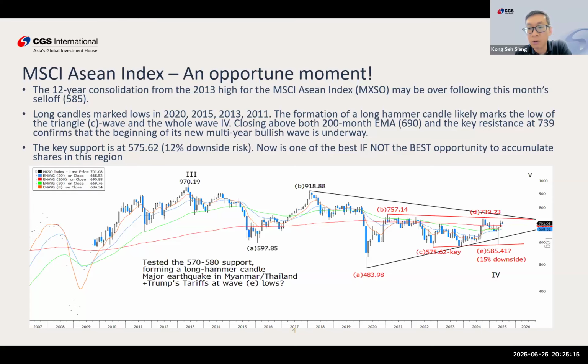Then you find a lot of negative news at the start of a bull run. So usually you find that bear markets do not actually end on good news. They actually end on very, very bad news.